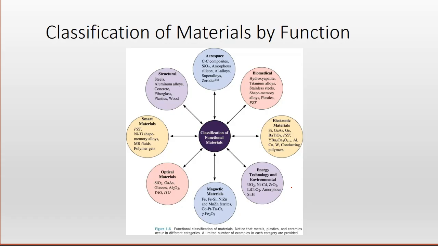Previously, we classified materials by their composition and structure, but it's also possible and useful to classify them by their function. And so here we see some functional areas such as aerospace, biomedical, electronic materials, energy technology, environment, magnetic materials, optical, smart materials, and structural.